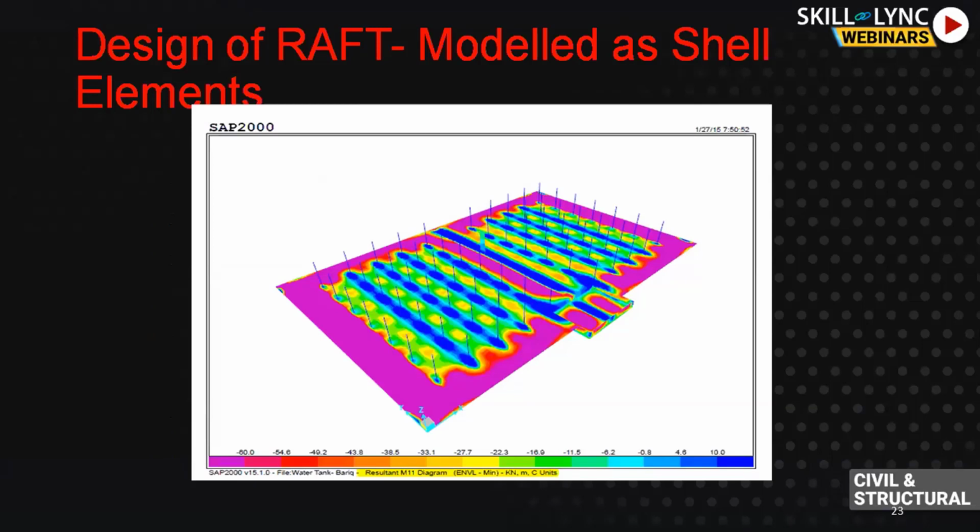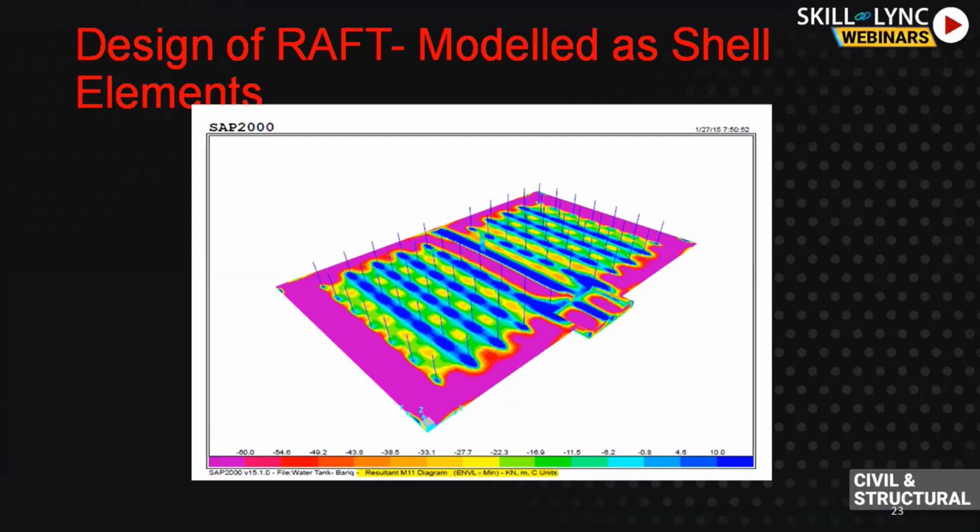This is showing you flexural movement in one direction, and it is showing you intensity also. So you can check all the contours of flexural straining actions, and you can check in SAP 2000 or any finite element software how much reinforcement you need to provide from this.